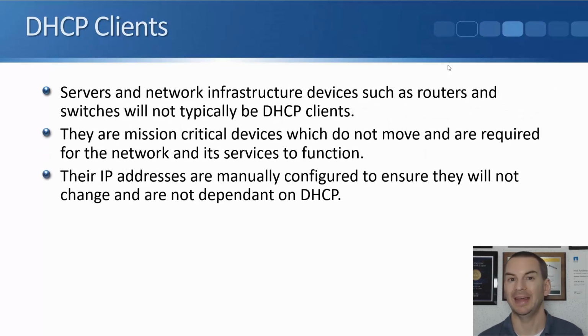Your servers and network infrastructure devices, on the other hand, like your routers, your switches, and your firewalls, are not good candidates to be DHCP clients. They're mission-critical devices that are required for the running of the network and for its services to function. Their IP addresses are going to be fixed. They have to stay the same because they're going to be accepting incoming connections. So you're going to manually configure them to make sure that they never change, and also you don't want them to be reliant on the DHCP server to be up and running.